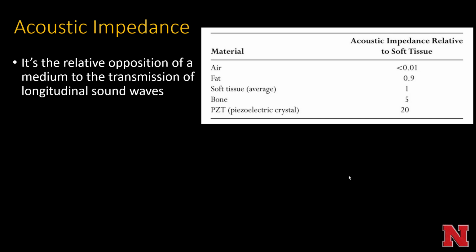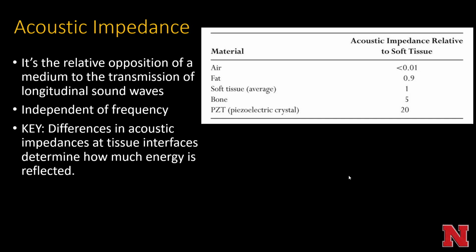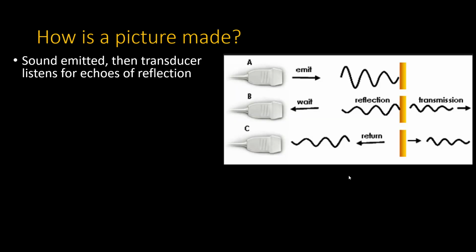Acoustic impedance is the relative opposition of a medium to the transmission of longitudinal sound waves. It's independent of the frequency, and the key difference is that differences in acoustic impedances at tissue interfaces determine how much energy is reflected. All right. That was kind of the review of what historically people have struggled with from the first lecture.